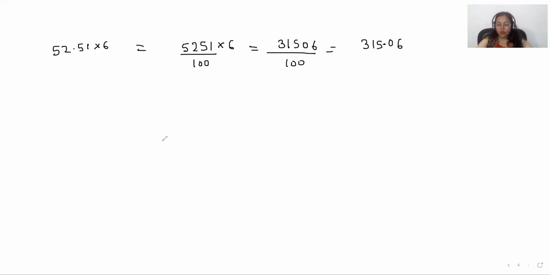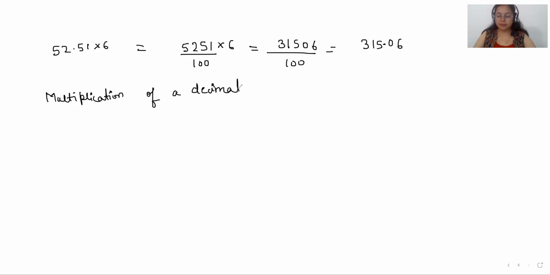Now let's discuss another topic, multiplication of a decimal number by another decimal number. In the previous case, we discussed one decimal number and one whole number. Now we'll discuss the multiplication of a decimal number by another decimal number.